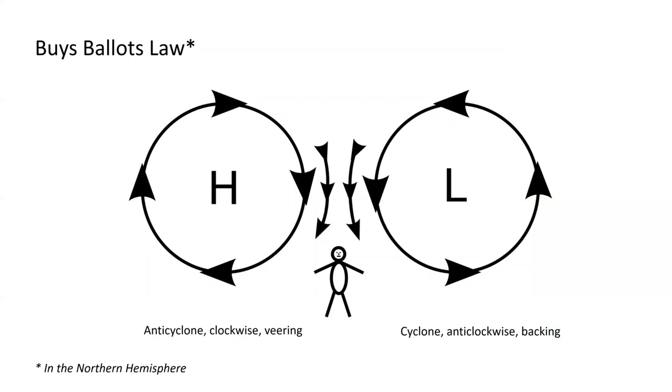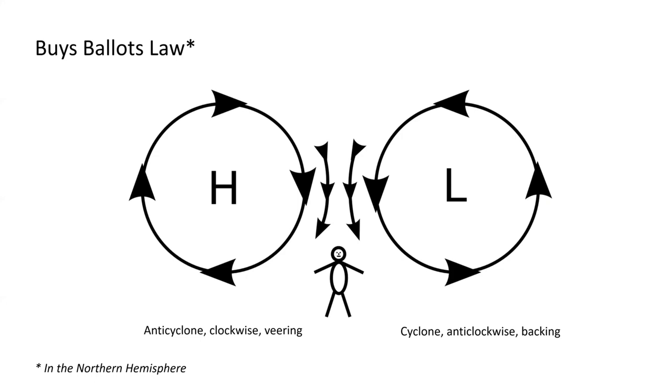Incidentally, and this is an exam question, you get this Buys Ballot's law as an offshoot of the way that lows and highs rotate. And very easy to remember: when you stand with your back to the wind, the low is to your left, the high to the right.